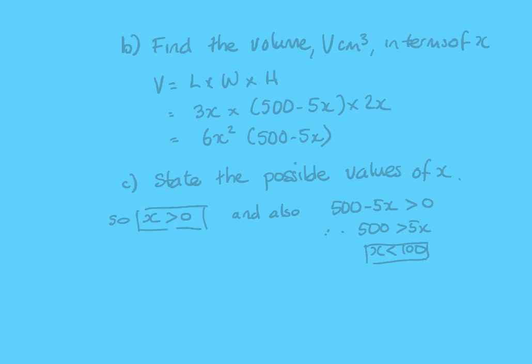So we've got two rules for x, and we can write it in the form of one because x has to be less than 100 or greater than 0, and that's the way that we can write it more simply.